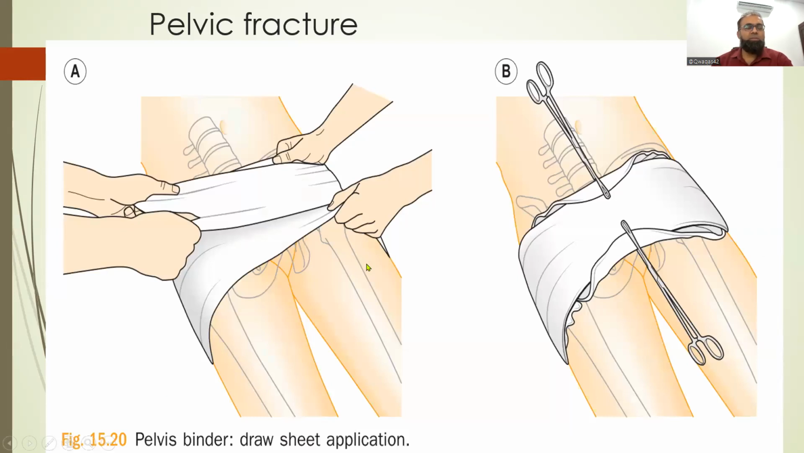And if you don't have a pelvic binder, you can apply a simple sheet and use the clamps. And what's important is the level at which the pelvic binder is applied: it's at the level of the greater trochanter of the femur, proximal femur, okay? So you apply the binder at that level.